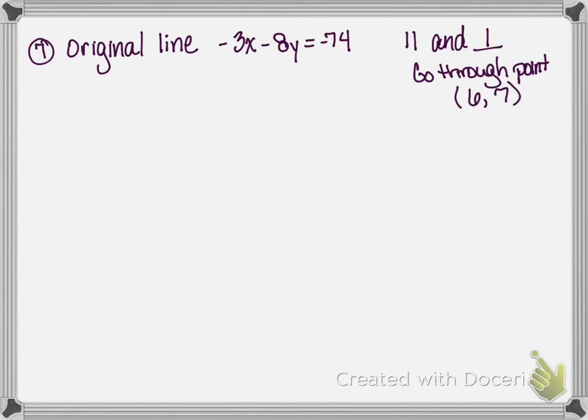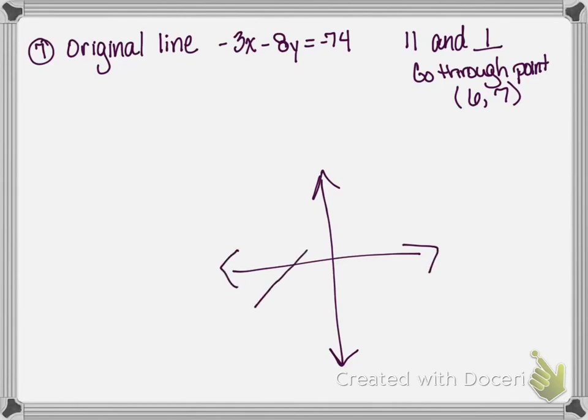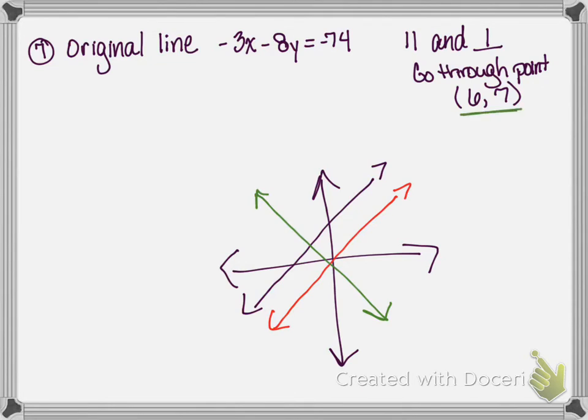Okay, this is number 7, and the directions for number 7 are: determine the equation of the line parallel and perpendicular to the given line that goes through the given point. So when we think about what this looks like, we have an original line, then a line parallel to that original line, and then a line perpendicular to that. And the point that the two new lines go through is 6, 7. That's the point that the two new lines go through.